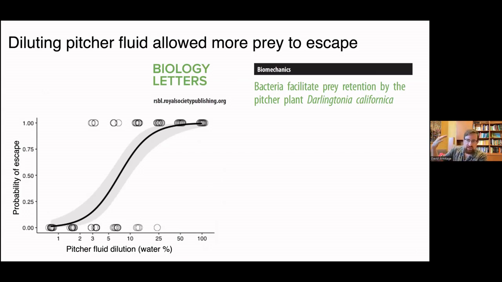Then I diluted this pitcher fluid down with pure water to parameterize this graph here, which basically shows that as you dilute pitcher fluid with water, the probability that an ant thrown into this fluid will escape increases quite predictably. So there does seem to be some effect of the actions of the bacteria in the pitcher plant that have nothing to do really with digesting the prey, but simply helping the plant capture the prey and stun it as well.